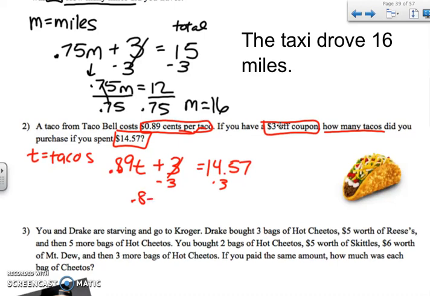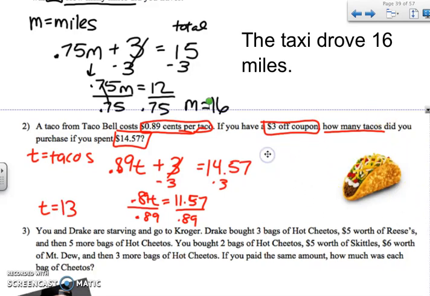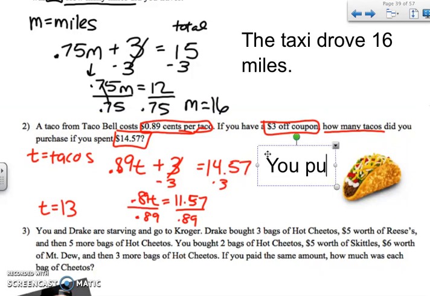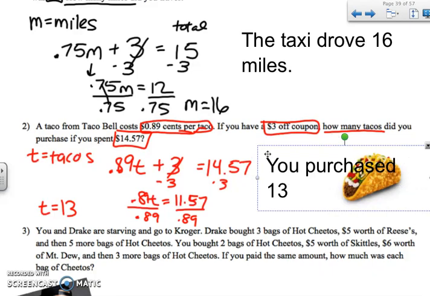So you'd get 0.89T equals 11.57, and then divide by 0.89. So T should equal, I think it's 13. 13. Okay, so a good sentence for that is you purchased 13 tacos.